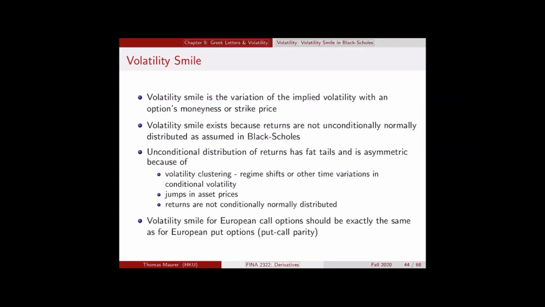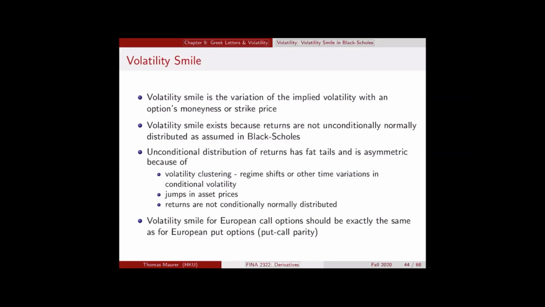So there might be various reasons. All we can say is that if there is a volatility smile, it must mean that the Black-Scholes formula, this assumption of constant volatility, or in particular normally distributed returns unconditionally, is wrong.